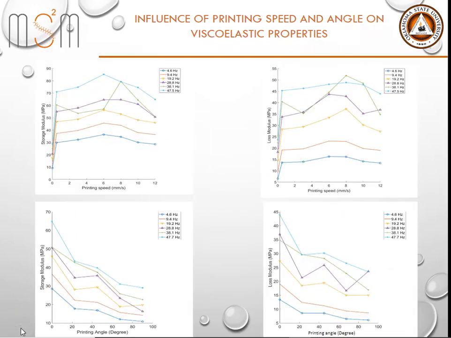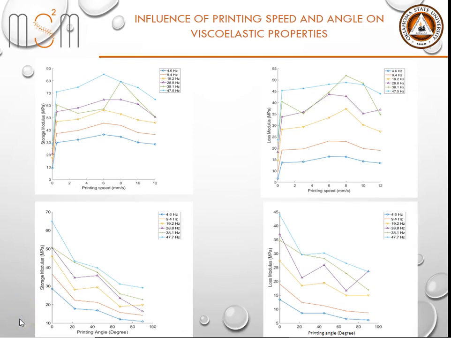The results of the DMA tests show that both storage and loss modulus tend to first rise and then drop with the increase in printing speed. Both loss and storage modulus are a lot higher for the 4D printed LCE specimen compared to the bulk LCE specimen, and this is because the printed specimens have a much higher degree of alignment of mesogens.